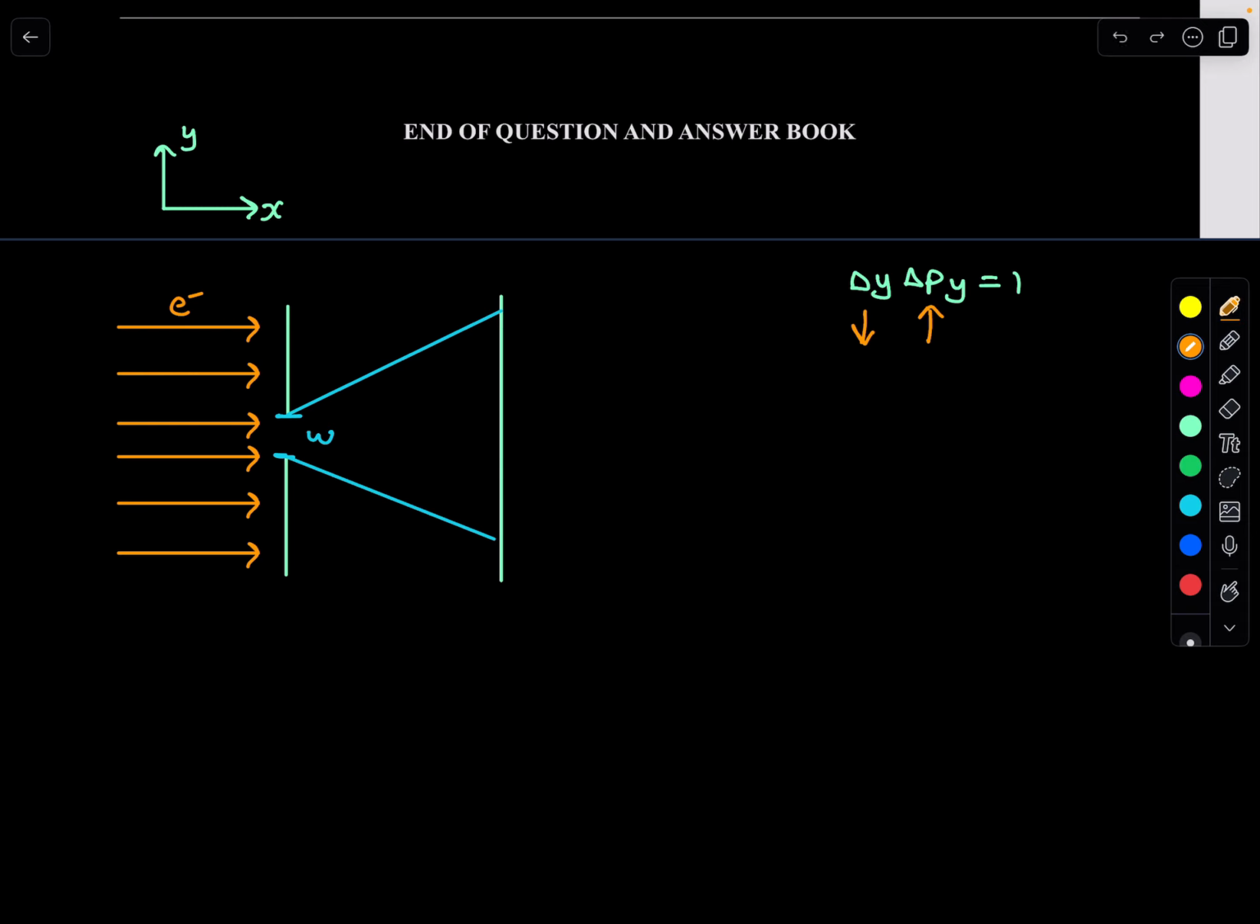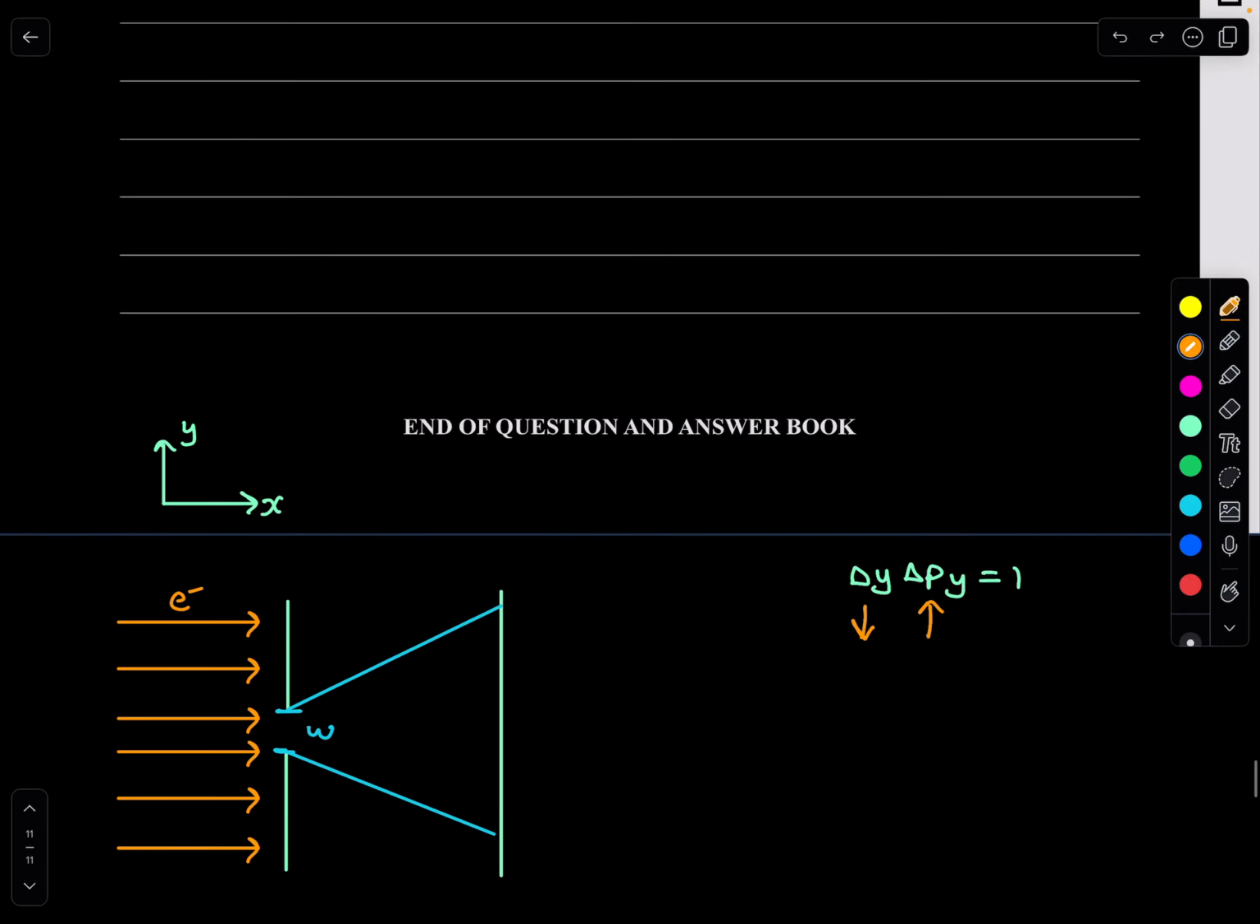Let me explain. The uncertainty in the momentum in the y direction means that each electron could follow a path anywhere. In this cone, it could follow maybe this path here. It could follow any path in that cone diagram. Over time, when these electrons are hitting, there would be a diffraction pattern. Heisenberg's uncertainty explains this in a nicer way.